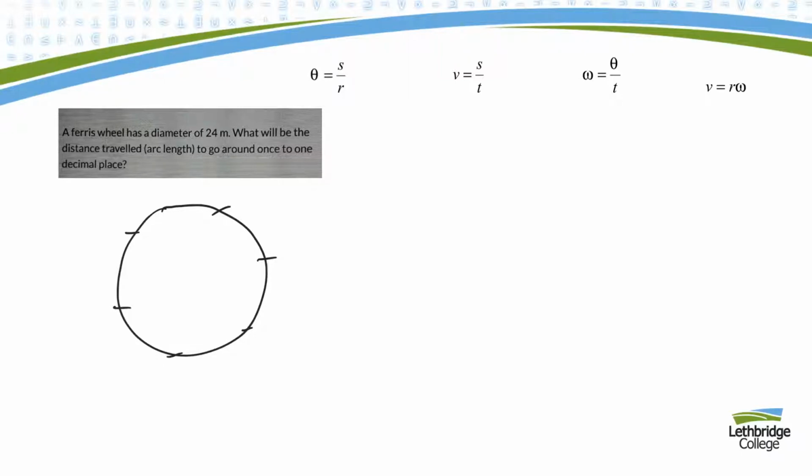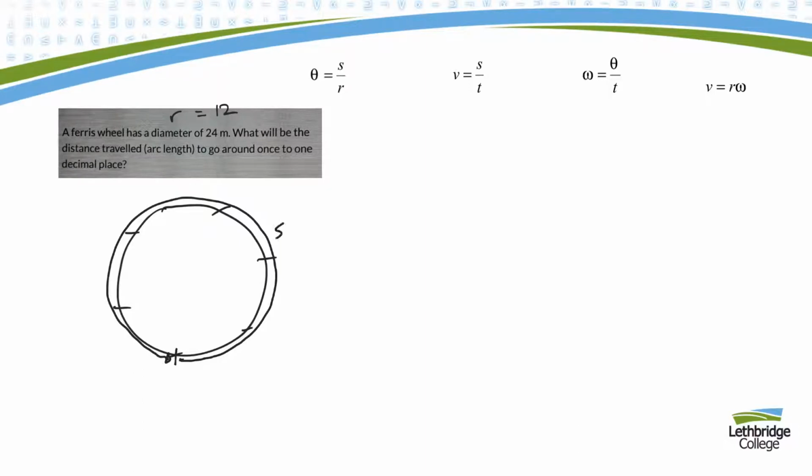Okay, we don't like diameters, we want radius. So it has a radius of 12. And so it says, what will the distance traveled be to go around once? Okay, so if I start on here, oftentimes you only get to go around once or twice on a Ferris wheel, but whatever. Anyway, if you start there, what is the distance to go all the way around to get back to there?